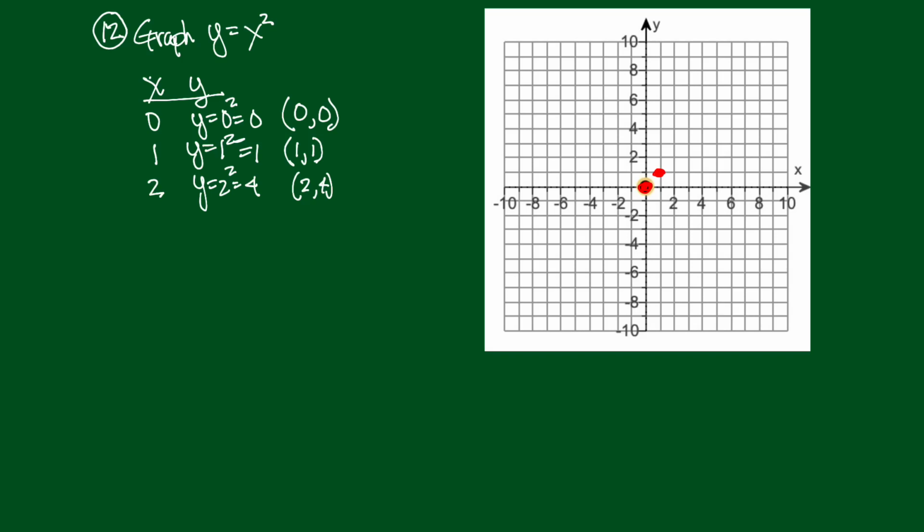All right, so start the origin, over 2 up 4. So we're right here. Over 2 up 4, I'm right there. I'm going to do one more here. I'm going to go out 3. Then y would be 3 squared is 9. So that gives me this point, over 3 up 9.